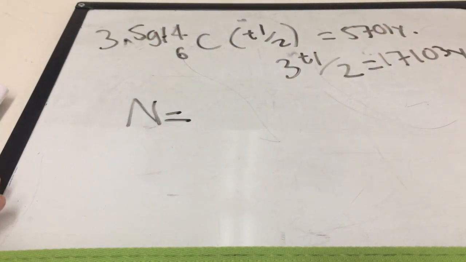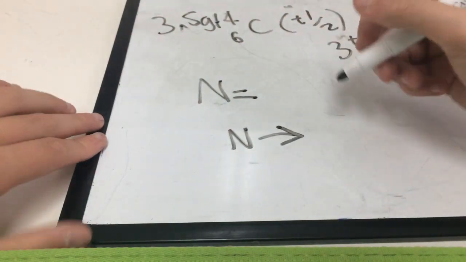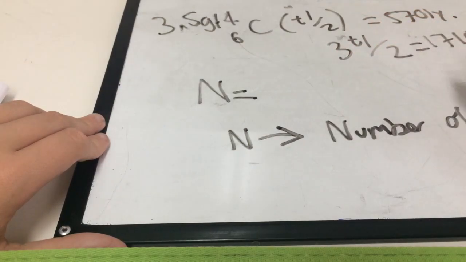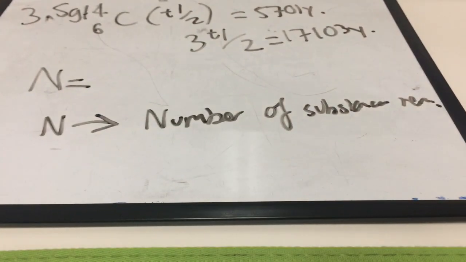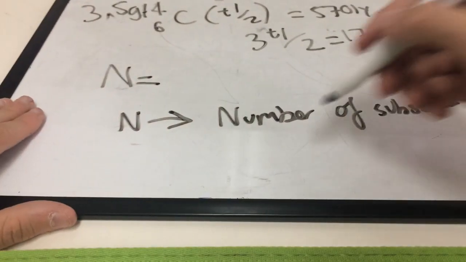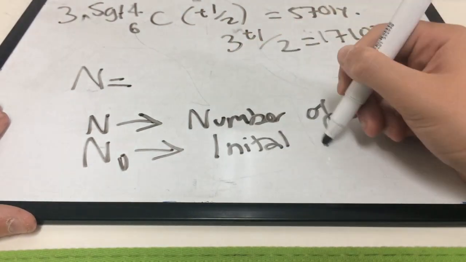And plug it into our formula. So I'm going to write all the constants, what all these letters mean. So N is the number remaining. So the number of substance remaining is N. Initial amount, so how much of it we've got.